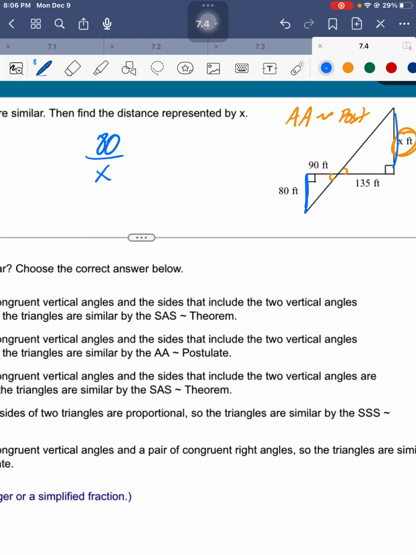So now let's find X. I'm going to set this 80 is to this x, as this 90 is to the 135. I'm gonna cross multiply. So let's get my calculator out. What are my extremes again? My extremes are the 80 and the 135, and my means are the x and the 90. So what is 80 times 135?